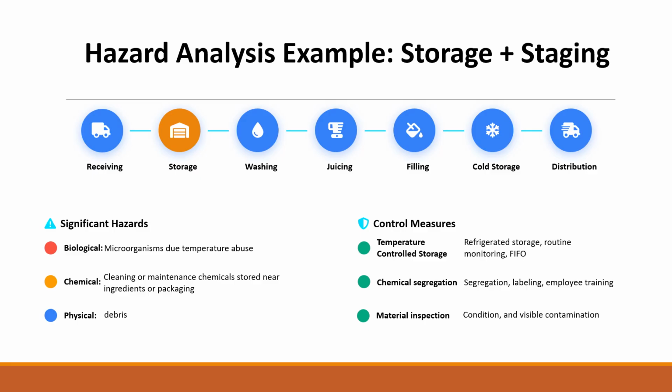From an audit perspective, this is often where auditors ask for evidence. Questions like, "Show me your temperature records," or "Show me how you control staging," are very common. If your hazard analysis says a hazard is controlled by refrigeration, you must have real records to support that claim.